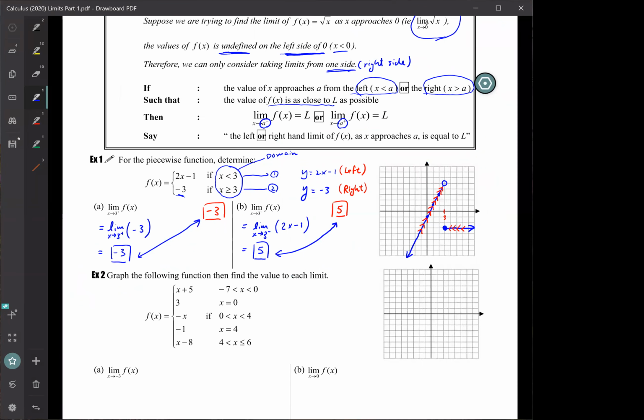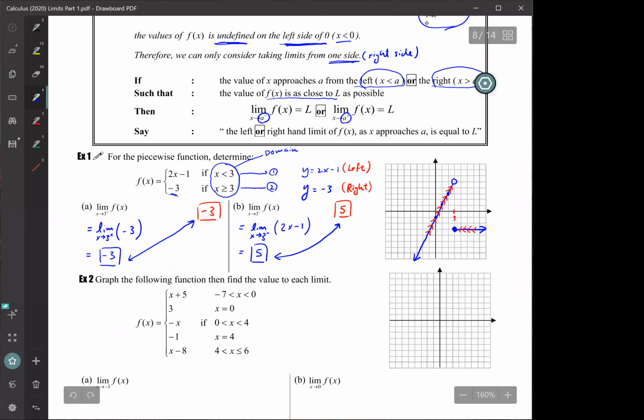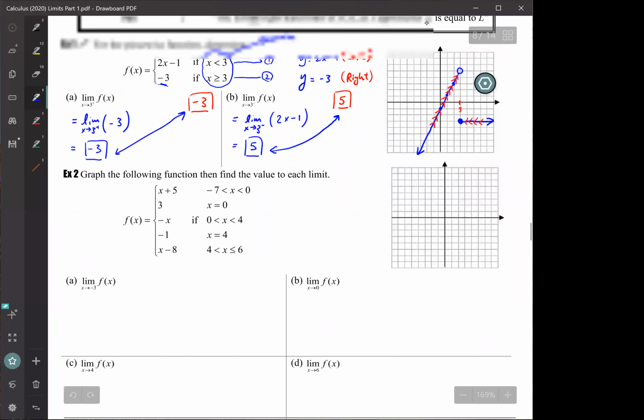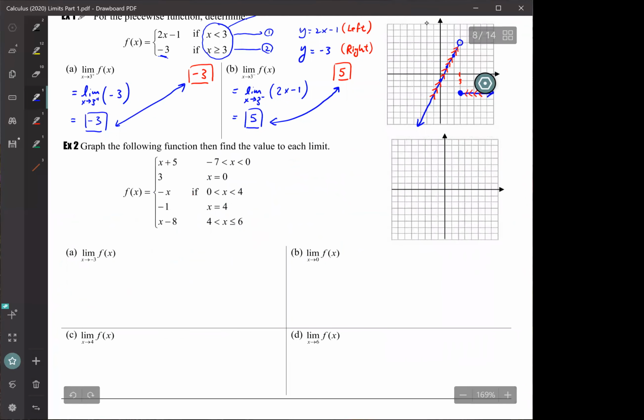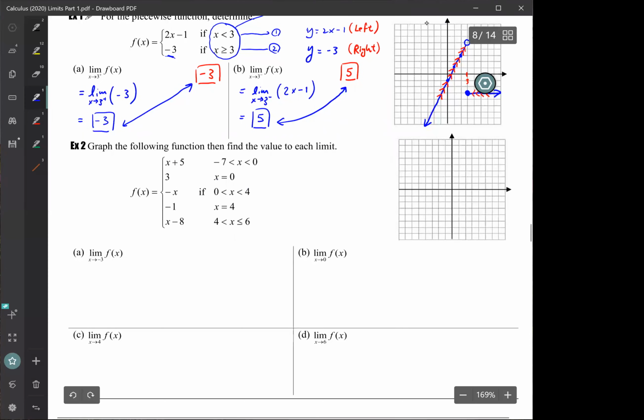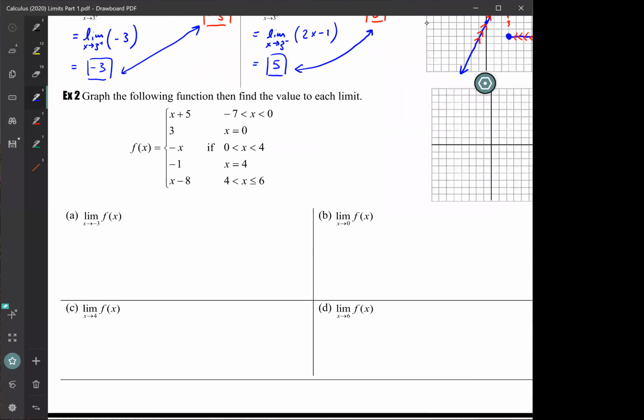Anyone has questions here? Okay, you have to ask me, then I can explain more. Otherwise, I will assume you got it. Okay, I would like you to try question 2 without drawing the graph yet, because this one has 5 pieces. We won't do the graph first. I want you to try to find the limit by hand, okay?